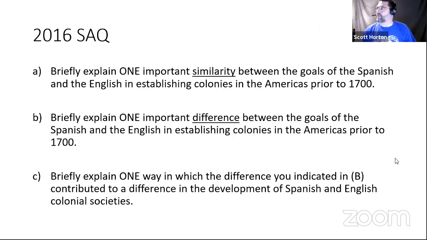All right, that's about 40 seconds. So hopefully you thought a little bit about those 2 questions. And if you're not watching this in the live window, of course, you can pause the video and think a little bit longer about that. So what's one important similarity between the goals of the Spanish and the English?